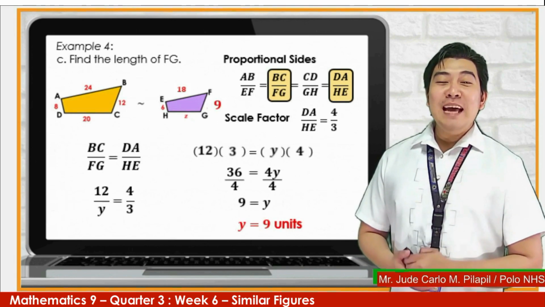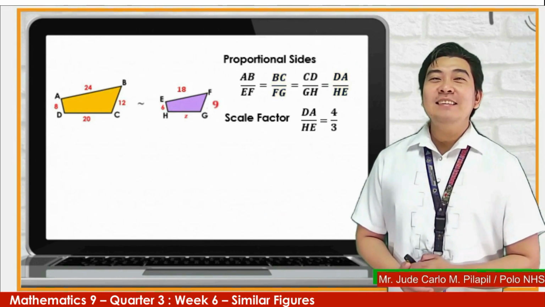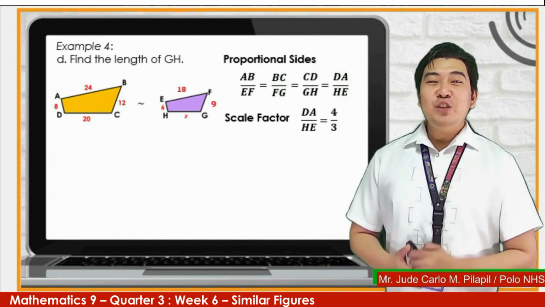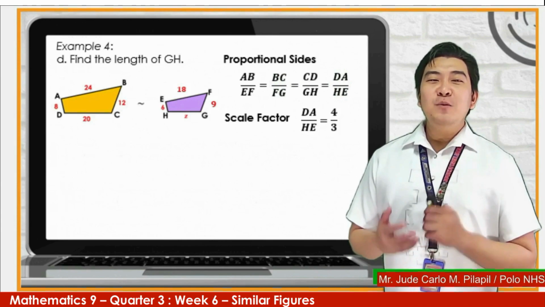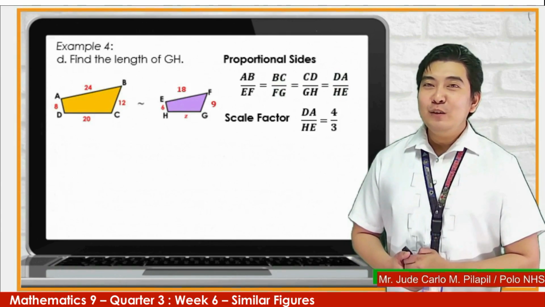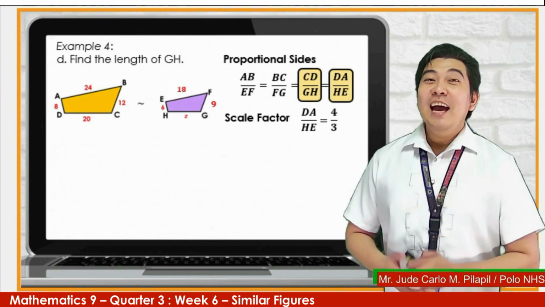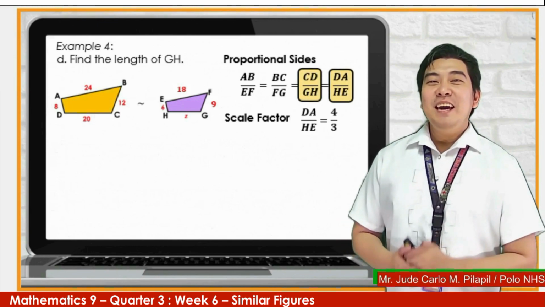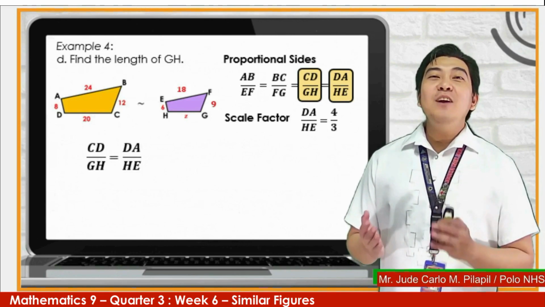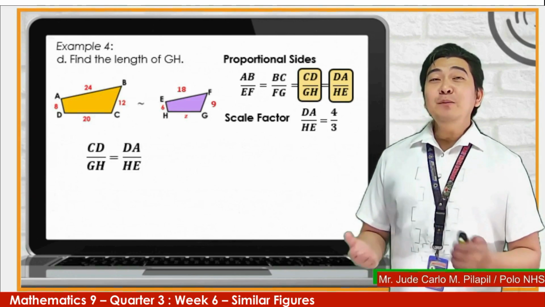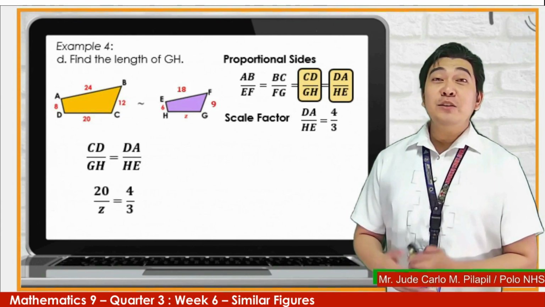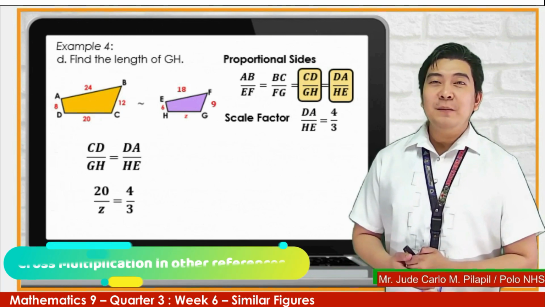Let us solve for the length of the last side, and that is side GH. To find the length of GH, we need to find the ratio with side GH in it. So that will be CD over GH. And we need to equate that to our scale factor DA over HE. Substituting the lengths, we have 20 over z is equal to the scale factor 4/3.